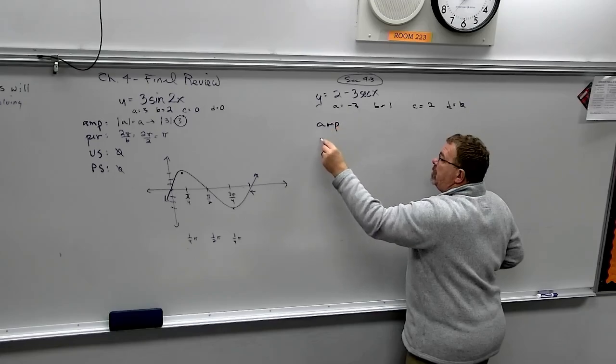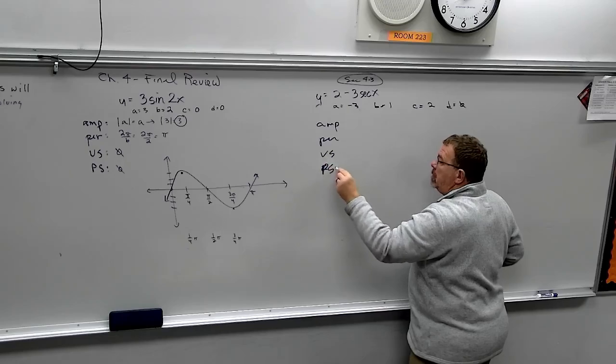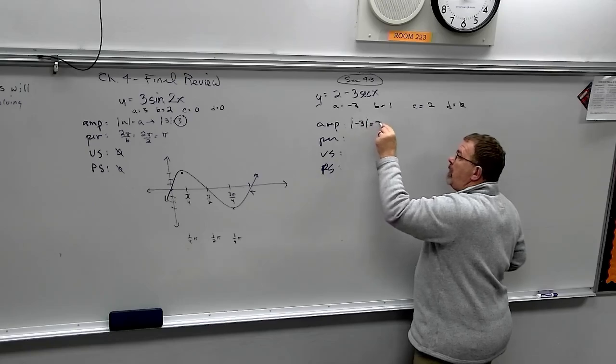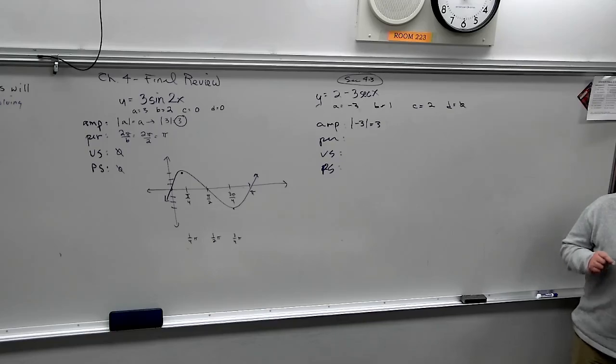What's the amplitude? Oh, 3. 3, and that is wrong. Why is it wrong? Oh, it's C. It's an inverse. Remember that cosecant and secant do not have amplitudes.